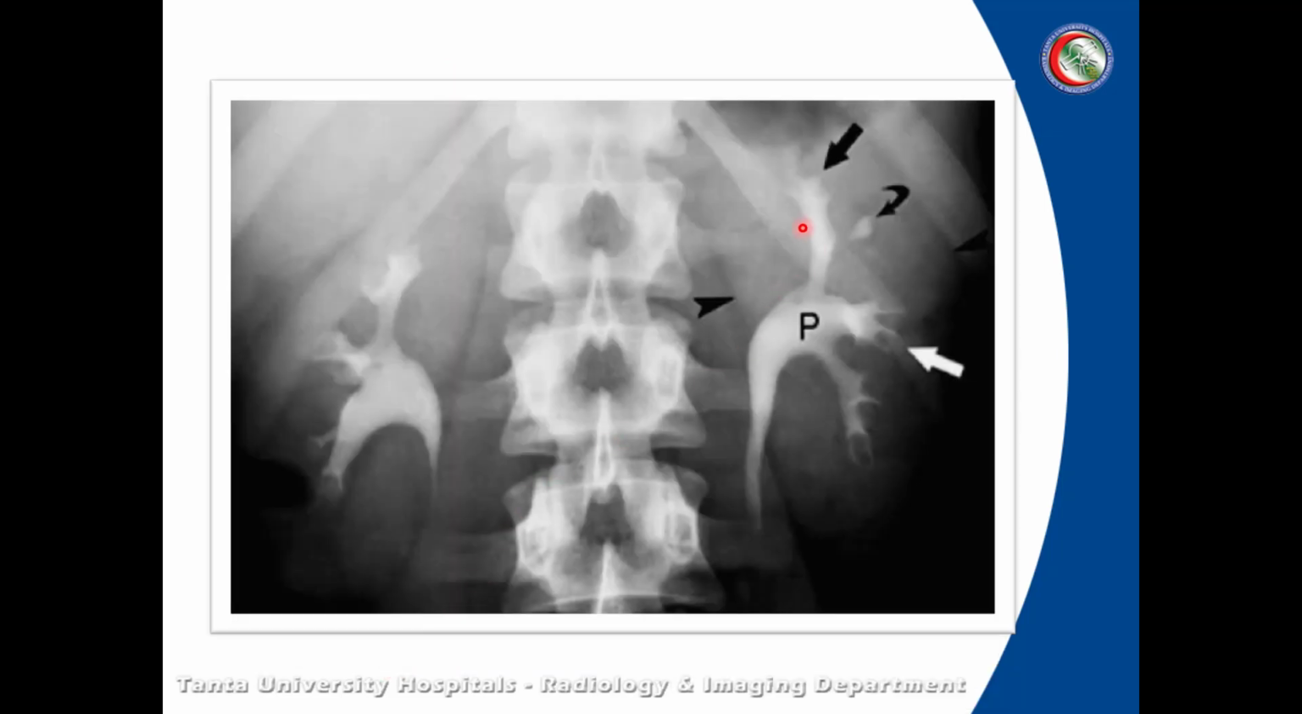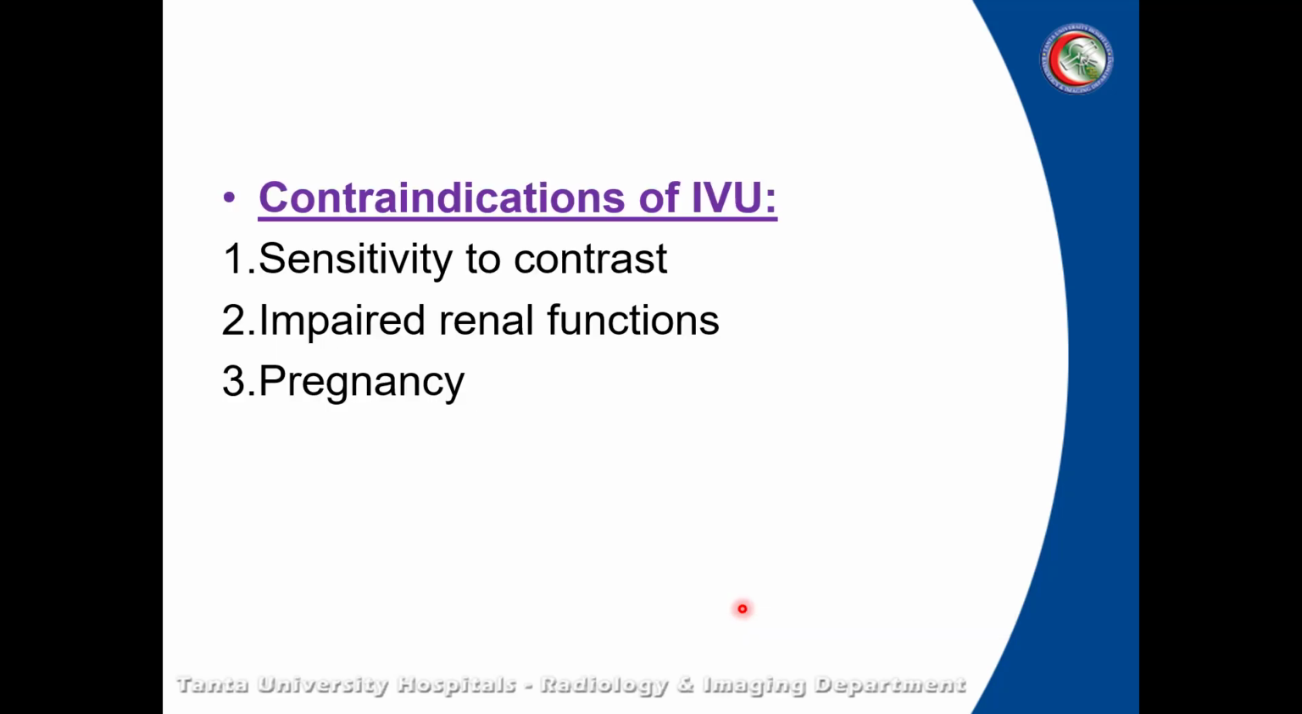Another zoomed image for IVU. It shows the minor calyces opening into 3 major calyces and the renal pelvis on both sides, and the ureters starting from the renal pelvis to its end into the vesico-ureteric orifice in the urinary bladder. There are some contraindications for doing IVU in some patients, such as sensitivity to contrast media, impaired renal functions, and pregnancy.